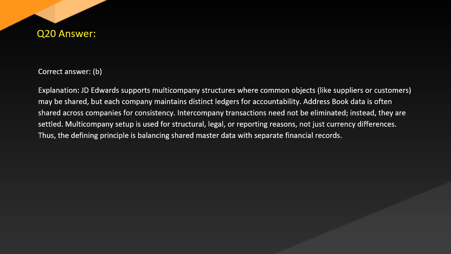Answer. Correct answer: B. Explanation. JD Edwards supports multi-company structures where common objects like suppliers or customers may be shared, but each company maintains distinct ledgers for accountability. Address book data is often shared across companies for consistency. Intercompany transactions need not be eliminated. Instead, they are settled. Multi-company setup is used for structural, legal, or reporting reasons, not just currency differences. Thus, the defining principle is balancing shared master data with separate financial records.